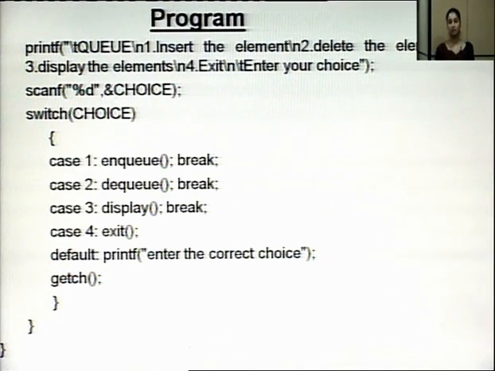With the switch I use different cases. First one is for insertion, so I use the enqueue function for that. Second one is for deletion of an element, so I use the dequeue function. Third, to display I use the display function, and last is to exit. Default is the case when we enter a value other than 1, 2, 3 and 4, then it gives the message enter the correct choice. Last is getch, to hold the program until the next key press.